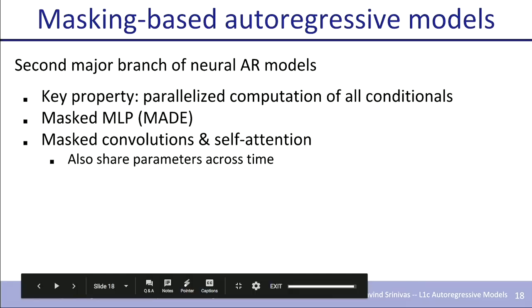There's another major class of methods that essentially compute all the conditionals in a parallelized fashion. That is desirable because most of our modern compute processors are designed to have good parallelism, but not high linear speed. So we would try to leverage networks that could utilize more parallelism. These models are essentially different masked versions of the classical primitives in supervised learning, like multilayer perceptron, convolution, and self-attention.